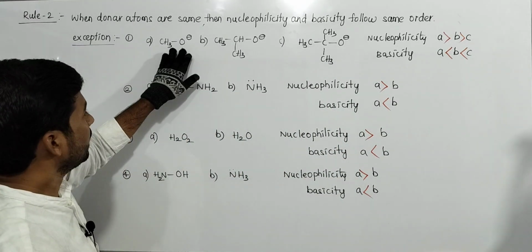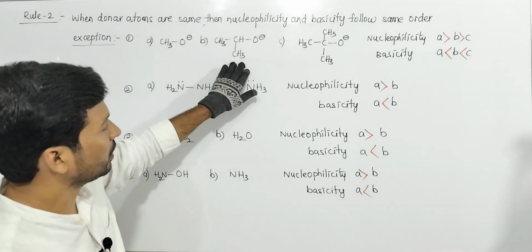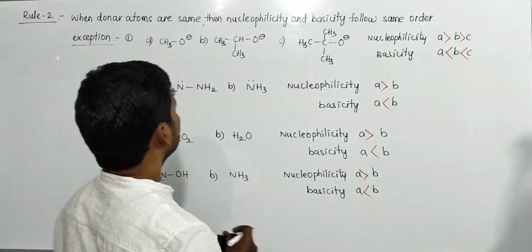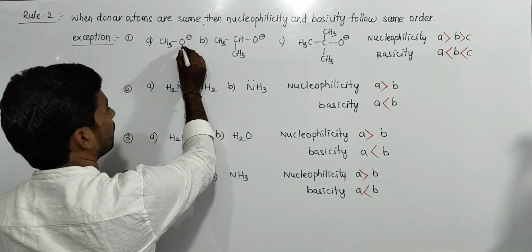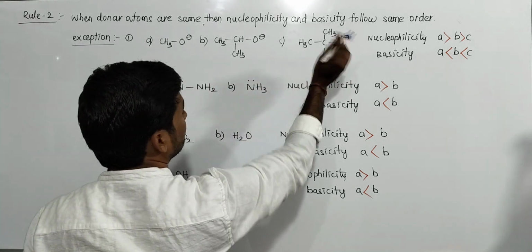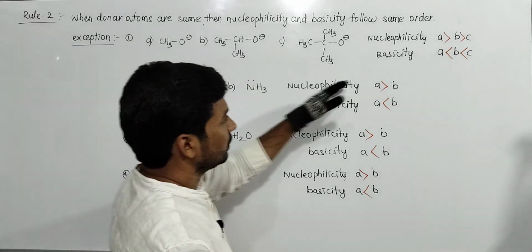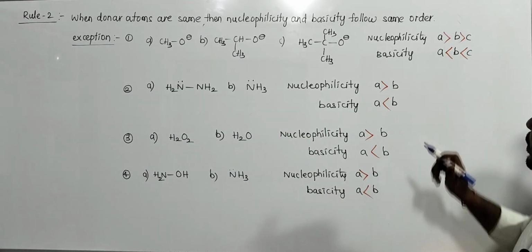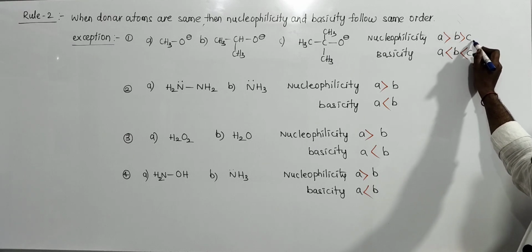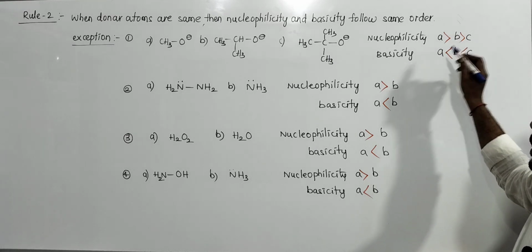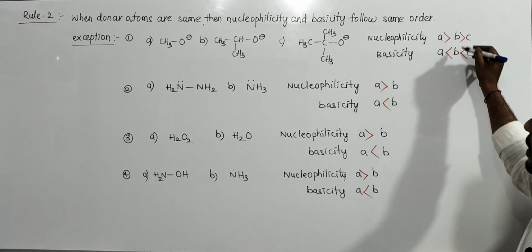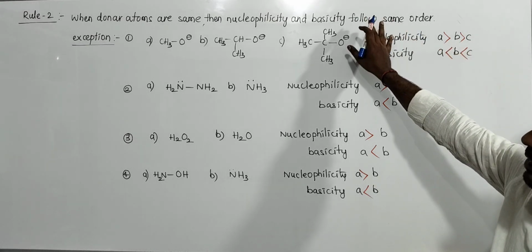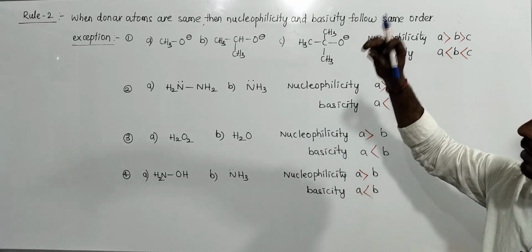In methoxide, isopropoxide and tertiary butoxide, the donor atoms are the same: oxygen, oxygen, oxygen. But their nucleophilicity and basicity do not follow the same order. Nucleophilicity order is A greater than B greater than C, but basicity is A less than B less than C, a different order. The exception is there, but otherwise, whenever donor atoms are the same, they follow the same order.